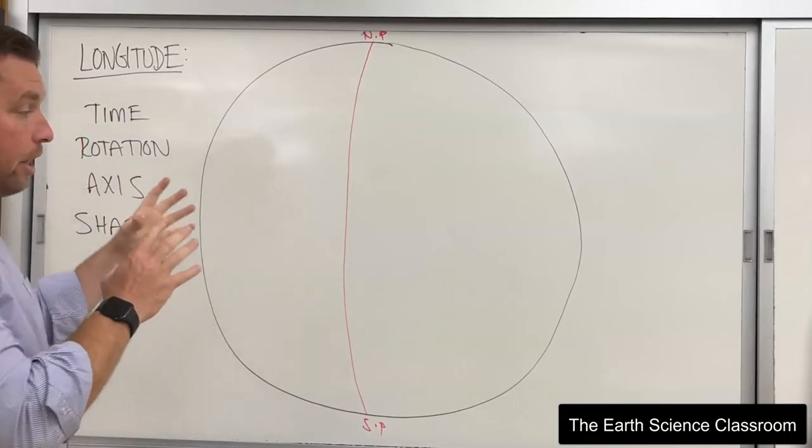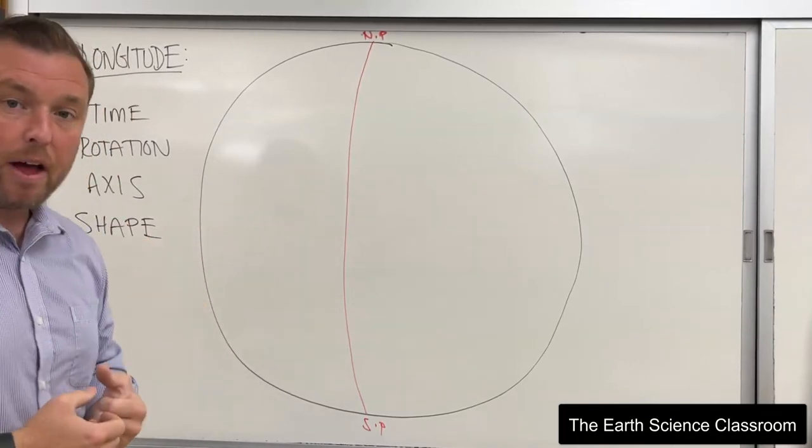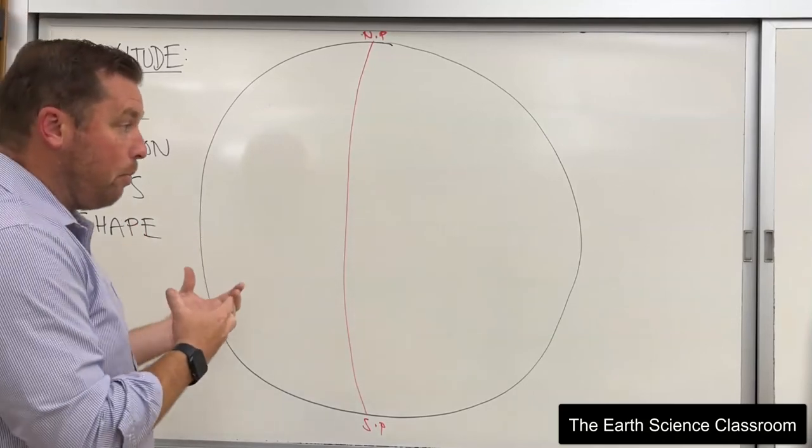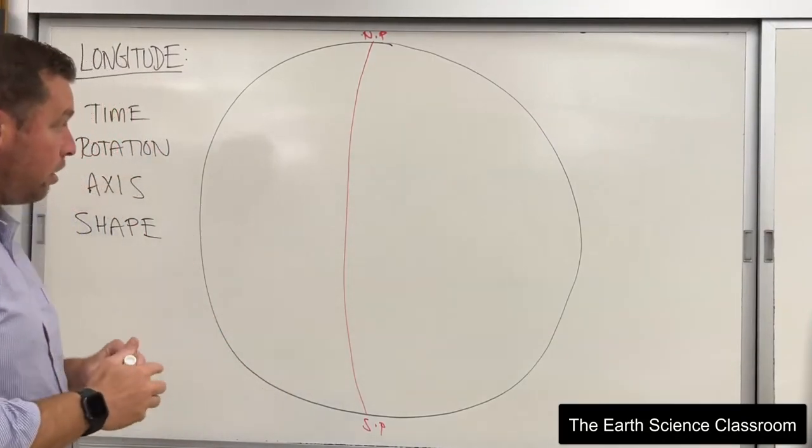Back. This is looking at longitude. Longitude is a grid system that works from the prime meridian to 180 degrees east and west. So this red line is our prime meridian.